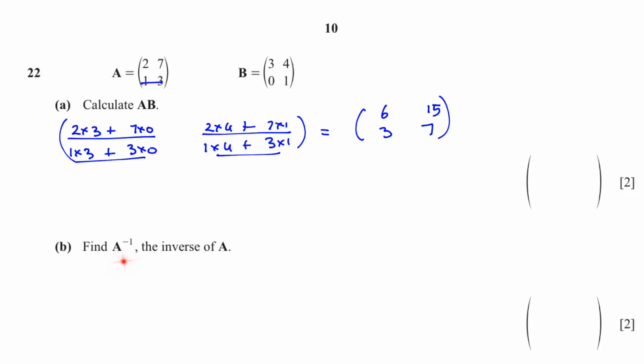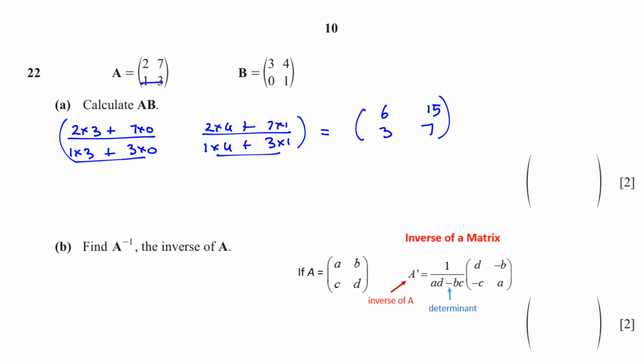In part B, you have to find the inverse of A. To find the inverse of A, you have to follow a formula. This is the formula. If A is given to you, when you find the inverse, first you have to find the determinant by cross multiplying and subtracting the answer, putting it over 1. That is called your determinant. And then exchanging places of A and D and changing the signs of B and C.